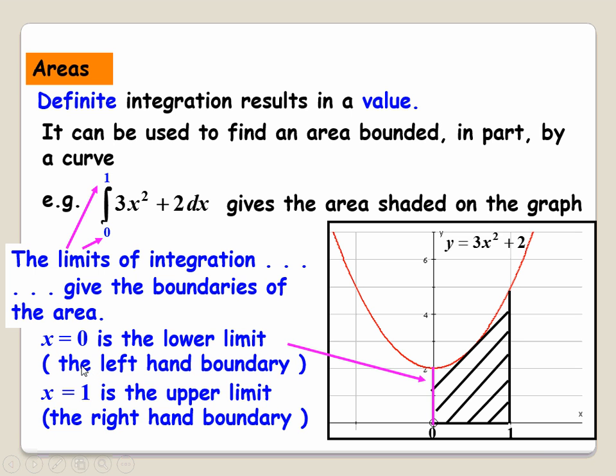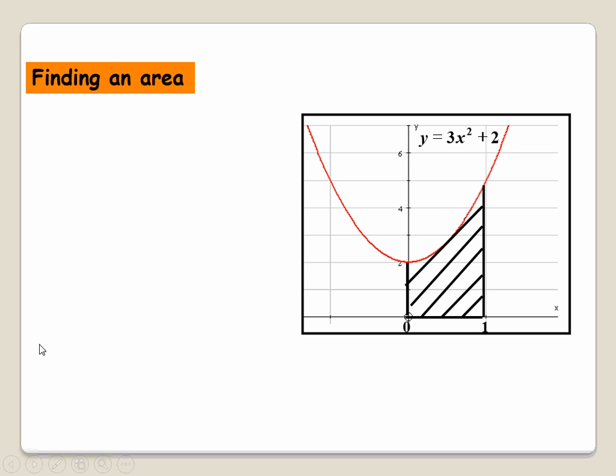I'm not going to go through all of that. But see, we had cool arrows going there. So, finding the area from 0 to 1 of 3x squared plus 2. We are actually going to do this here.